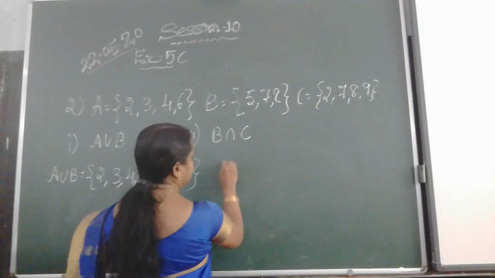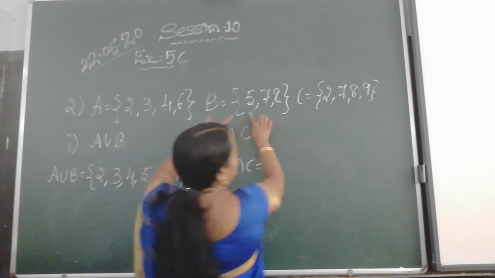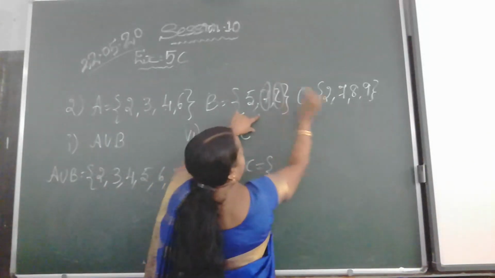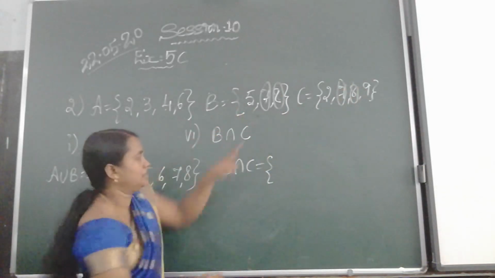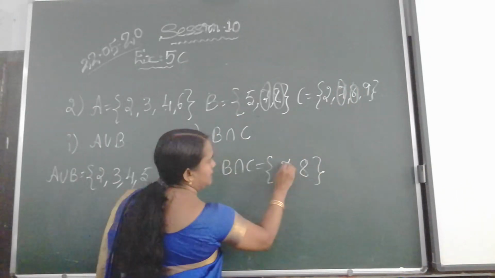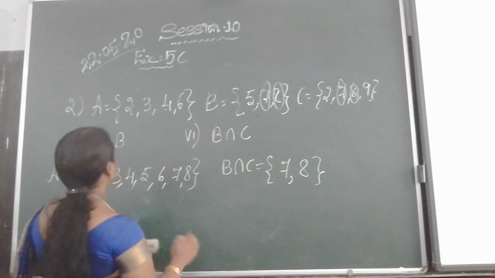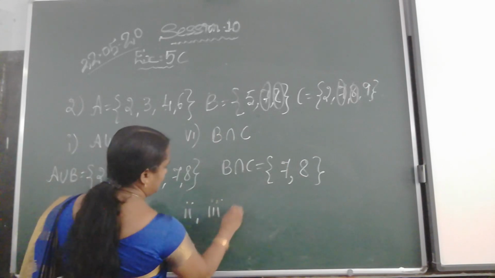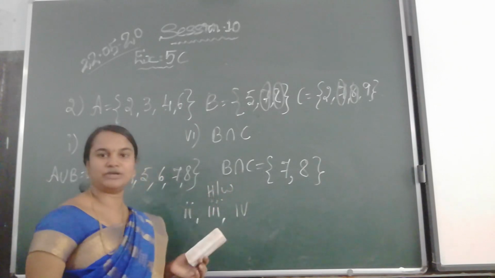Now B and C we have to compare. Only the intersection they asked. B intersection C: which is the common here? Compare B and C. Here 7 and 8 are the common. So the answer is 7 and 8. Okay? The remaining questions, the second, third and fourth, are homework. Just A union B, like this only you have to do it. Okay?